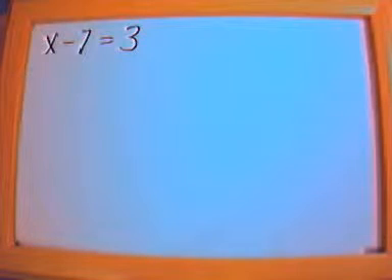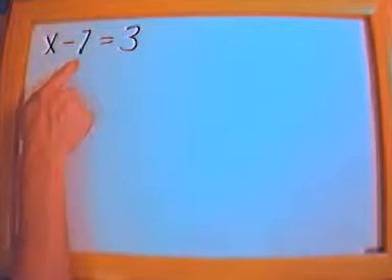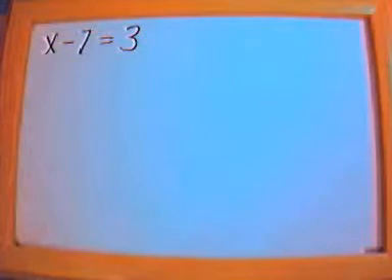Now, this is a pretty simple equation. And I think that you could convince yourself by staring at it that the only number that can go in here is going to be 10. 10 minus 7 is 3, and that's what the right-hand side is equal to. So even without doing anything, the answer is going to be 10. I guarantee you that. Okay?